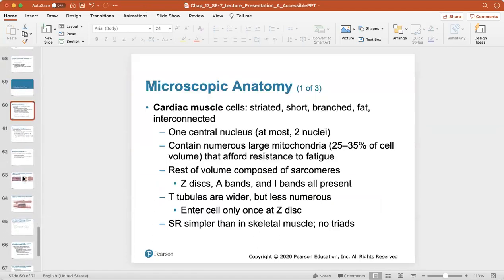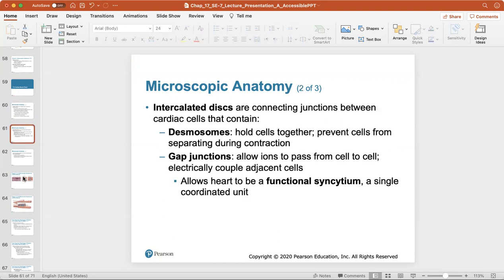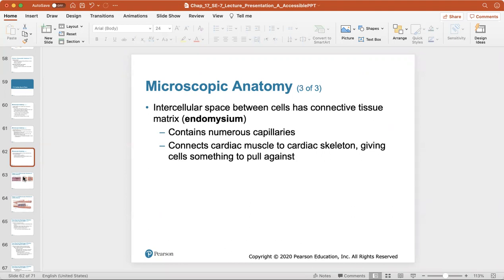Cardiac muscle fiber then, so a little bit of review about cardiac muscle from its anatomy. Cardiac muscle cells are striated, short, branched, fat, and interconnected with intercalated discs, which are connecting junctions between cardiac cells that contain desmosomes and gap junctions, which allow ions to pass from cell to cell so the heart can be functionally syncytial, which means they will contract as a single coordinated unit. There's intercellular space, which contains capillaries. It connects cardiac muscle to the cardiac skeleton, which gives cells something to pull against.